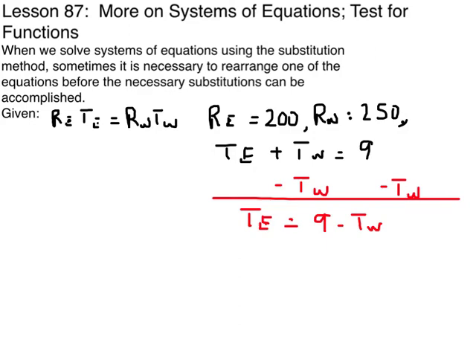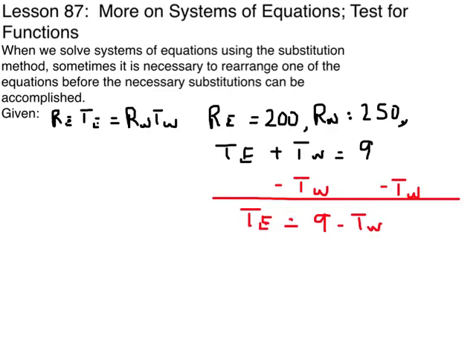This is lesson 87 in Saxon's Algebra 1 3rd edition. And this lesson is on two different things. One is a little bit more on solving systems of equations, and then secondly on how to test on a graph for a function.